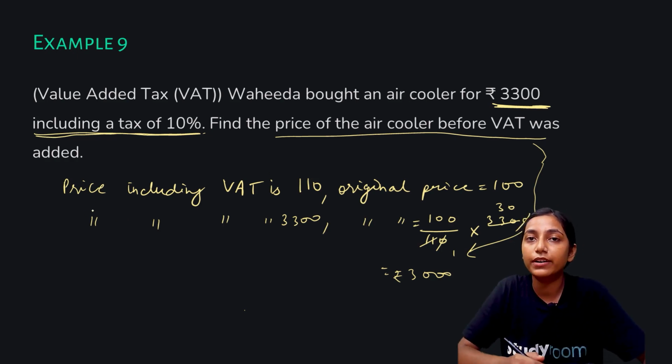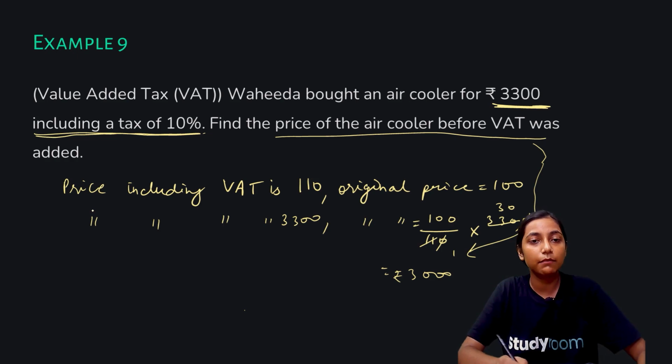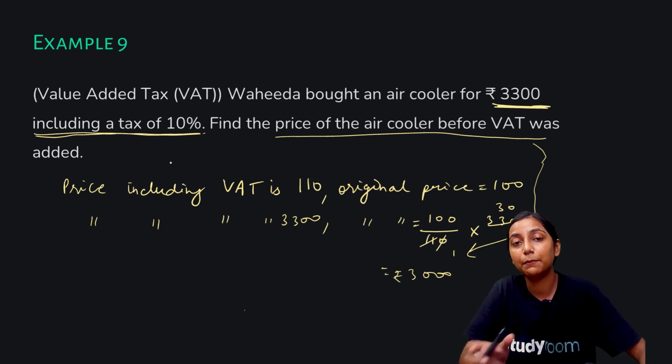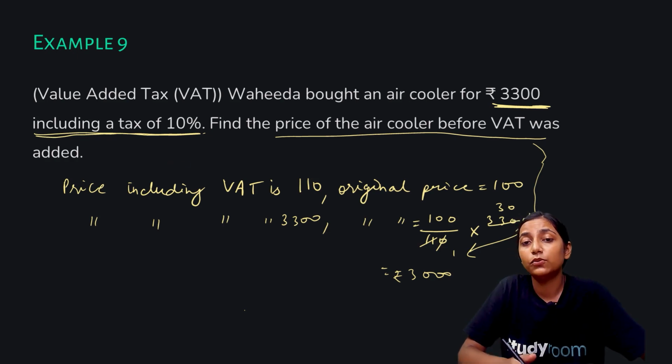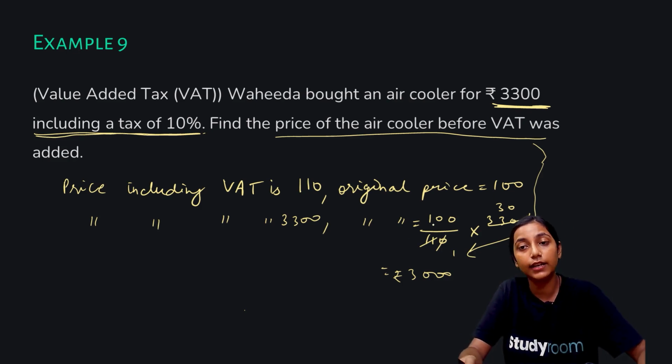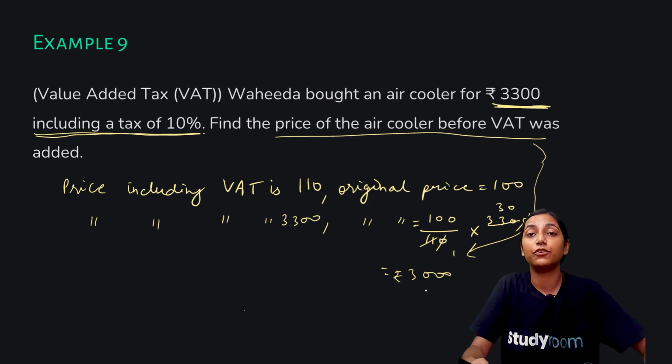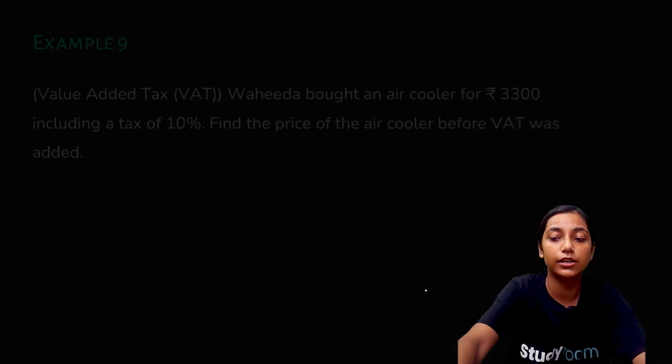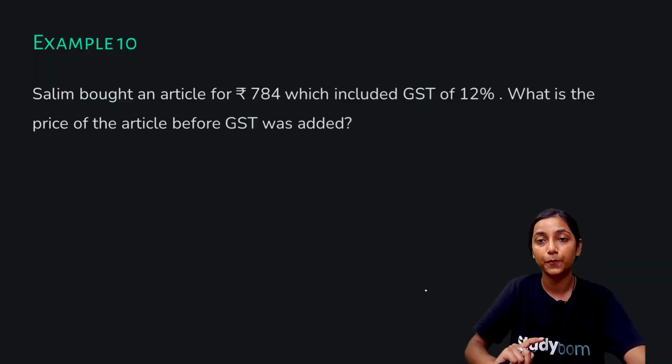So how did we solve it? We used the unitary method. First of all, we wrote that when the price that already includes VAT is 110, the original price at that time is 100. So the price that already includes VAT given to be 3,300, at that time the original price will be 100 divided by 110, using the unitary method, into 3,300. And we got rupees 3,000. This is the original price that does not include the VAT.